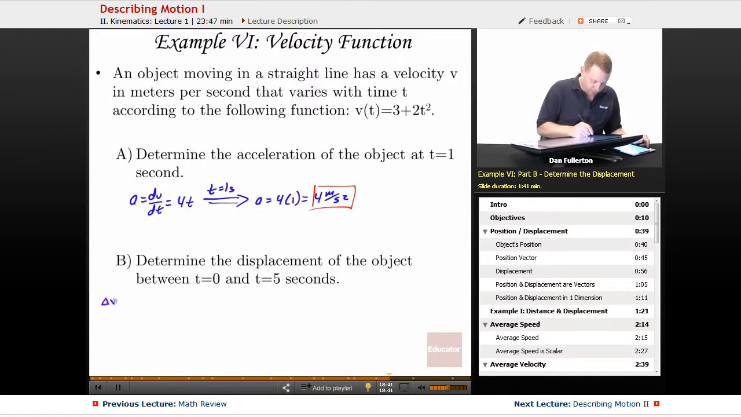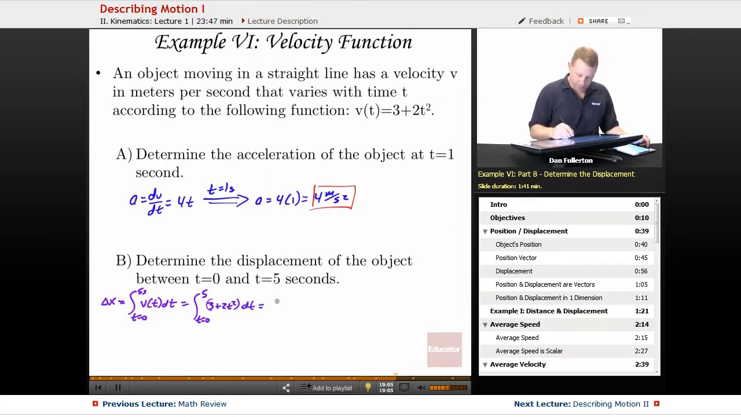Well, we want to know the displacement, delta x. That's going to be the integral from t equals 0 to 5 seconds. We can start to use definite integrals here because we're given some limits on the time of our velocity with respect to time, which will be the integral from t equals 0 to 5 seconds of 3 plus 2t squared dt, which will be 2t cubed over 3 plus 3t, all evaluated from 0 to 5 seconds.